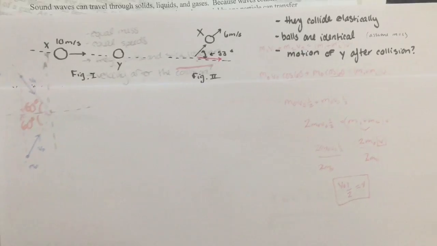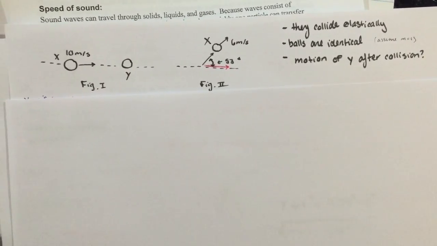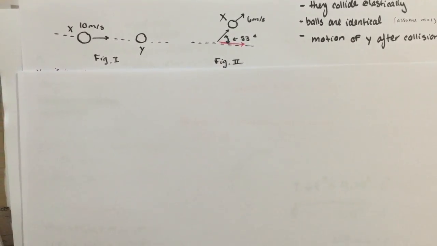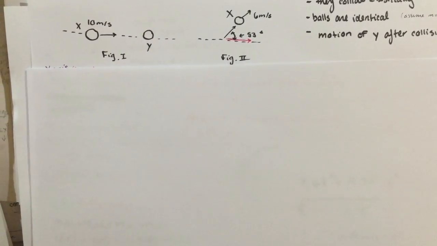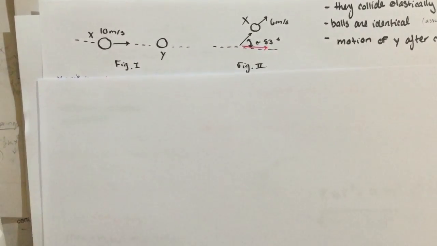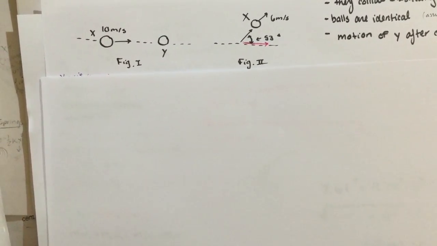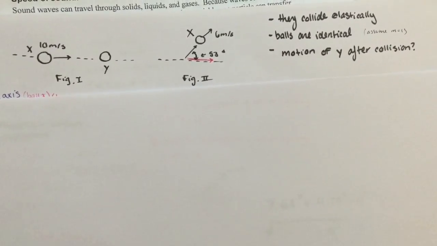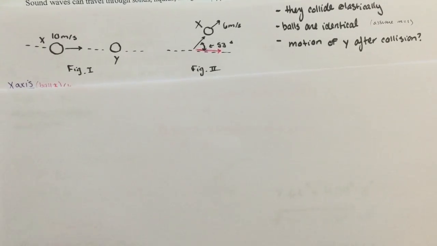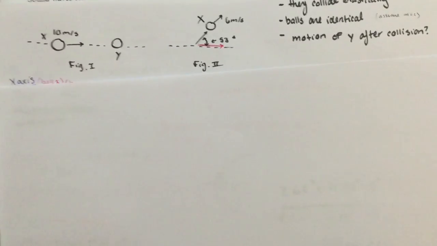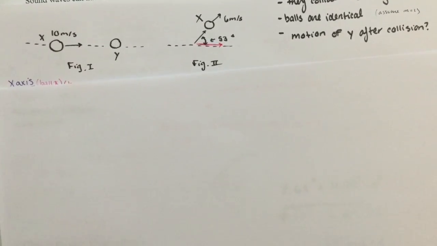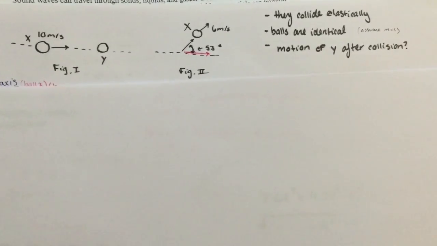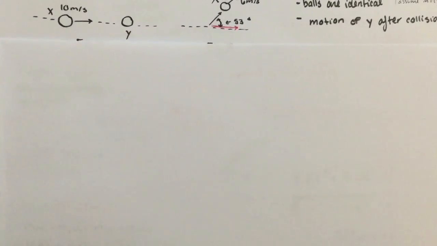So in this problem, there are two balls on a horizontal tabletop, and you want to find out what diagram would best represent the motion of the y ball after an elastic collision. Both balls are identical, and they didn't give you a mass, so you can plug in 1 kilogram when you're solving for the conservation of momentum on the x and y axes.